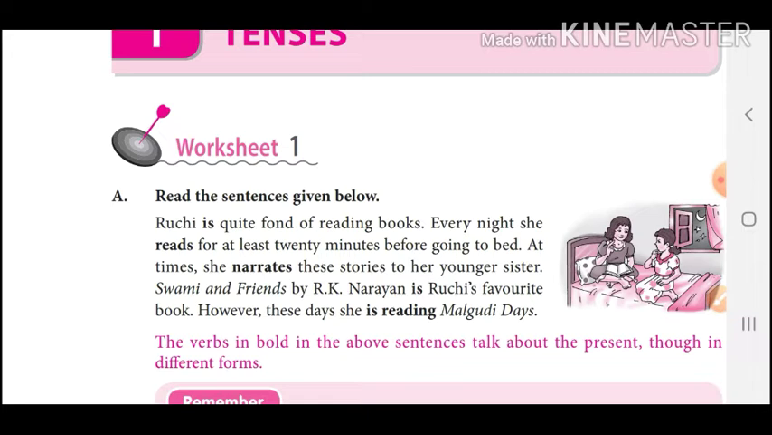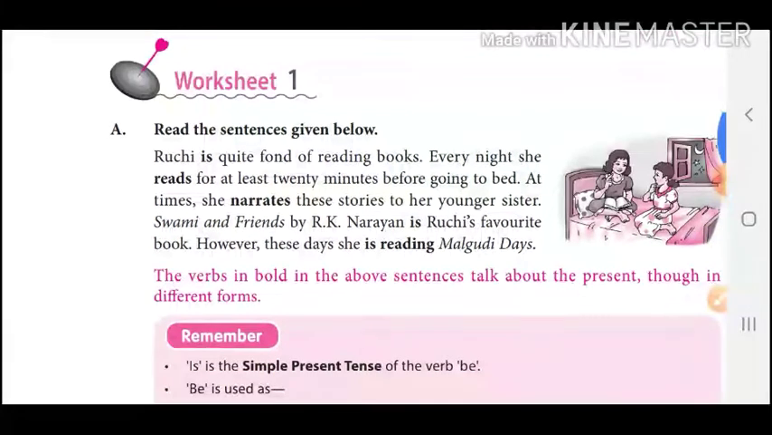Read the sentences given below. Ruchi is quite fond of reading books. Every night she reads for at least 20 minutes before going to bed. At times she narrates these stories to her younger sister. Swami and Friends by R.K. Narayan is Ruchi's favorite book. However, these days she is reading Malgudi Days.